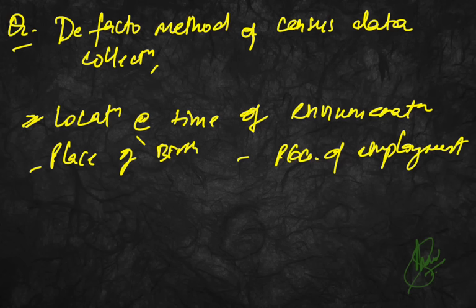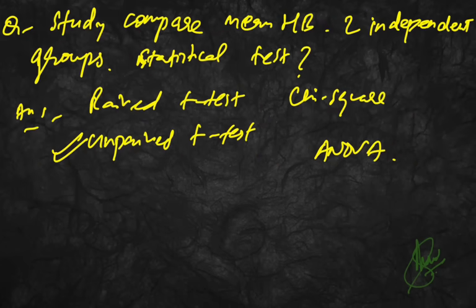Now, the de facto method of census data collection is location and time at the time of enumeration. The options: one is this, second is place of birth, third is place of employment. So the answer is location and time at the time of enumeration.